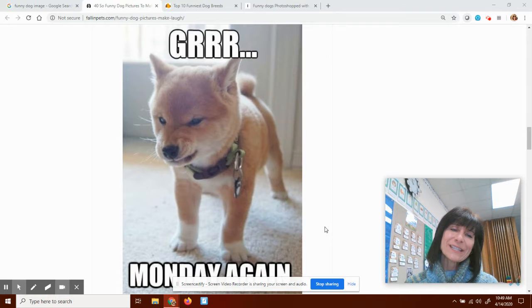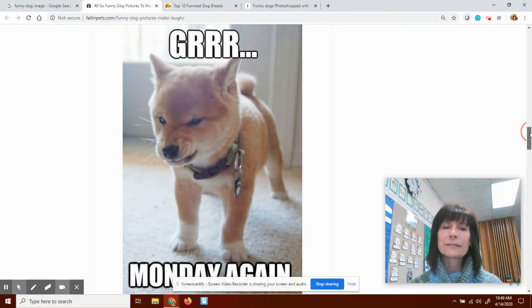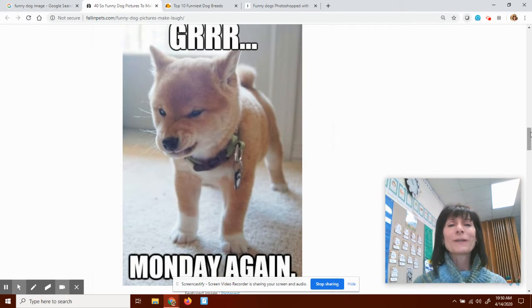I saw this little puppy joke and I thought it was kind of cute. It says, Grrr, Monday again. Although I will tell you, I look forward to Mondays and I look forward to teaching math. So hopefully you don't feel like this dog and you're enjoying this. And the dog's cute, but let's start with a joke.